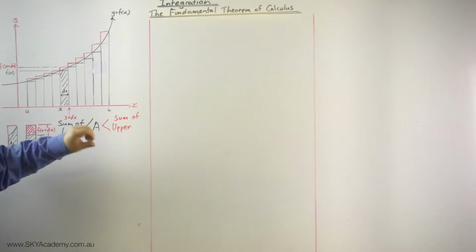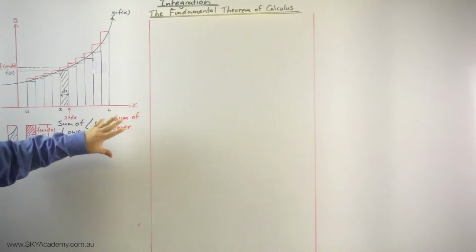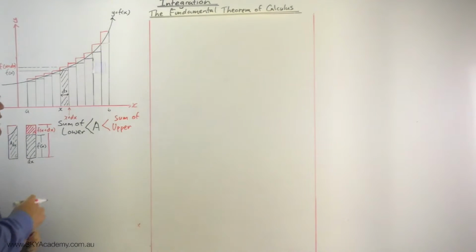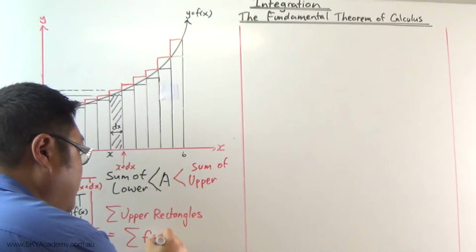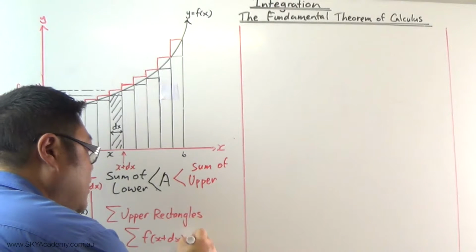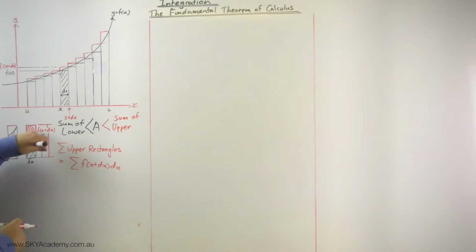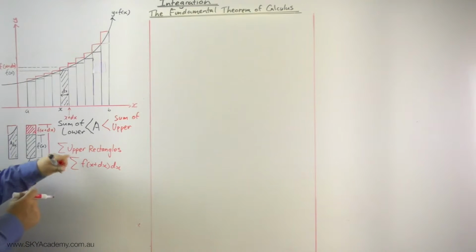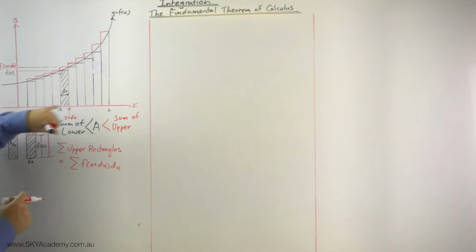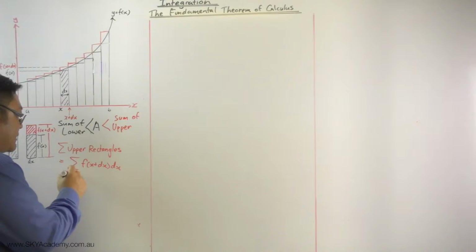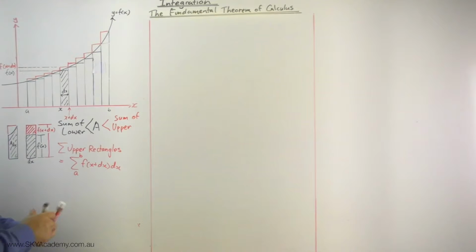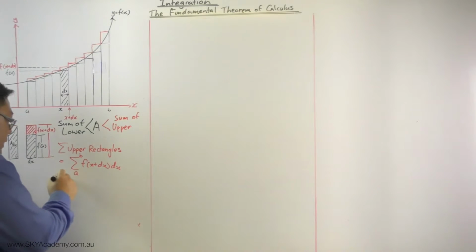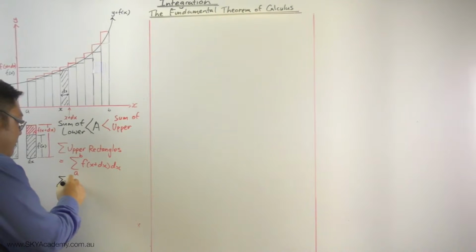So let's come up with an algebraic way of expressing the sum of the upper rectangles. The sum of the upper rectangles is really equal to the sum of f of x plus dx times dx. Do you see that? Height times width, right? Cool. And it's the sum as we move from A to B. Does that make sense?